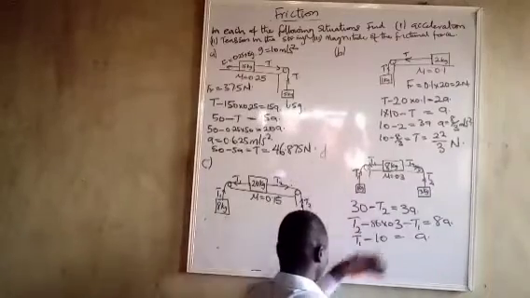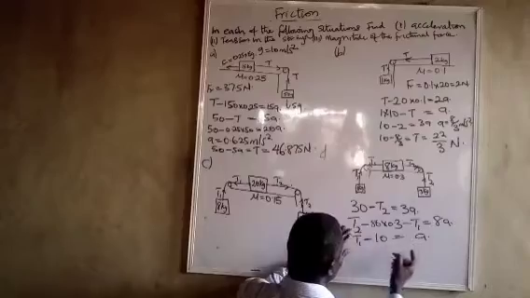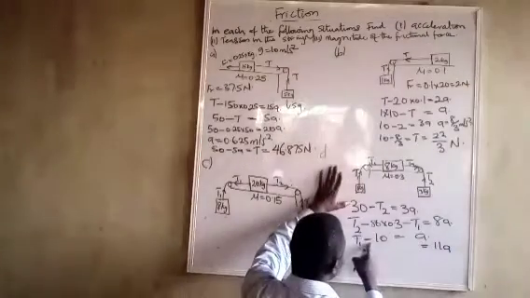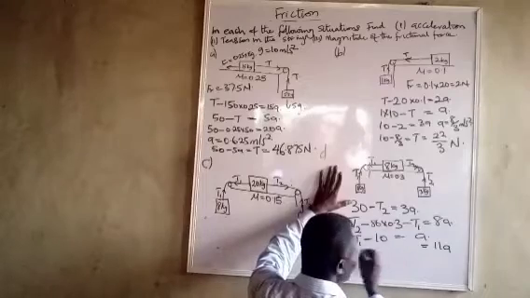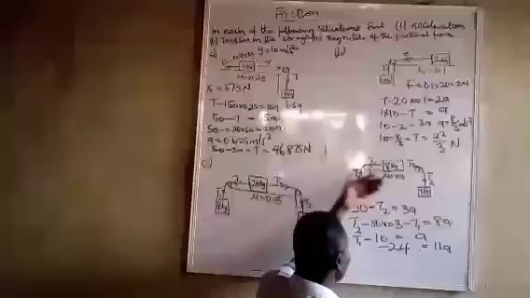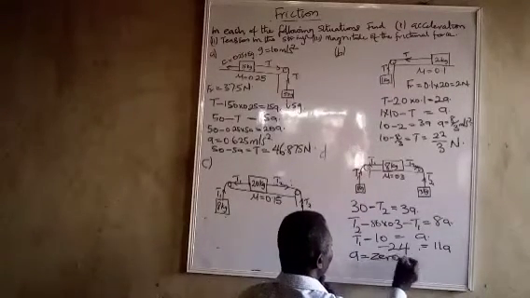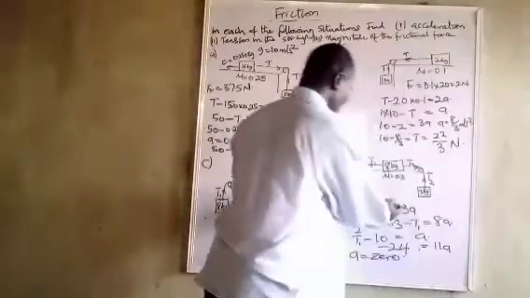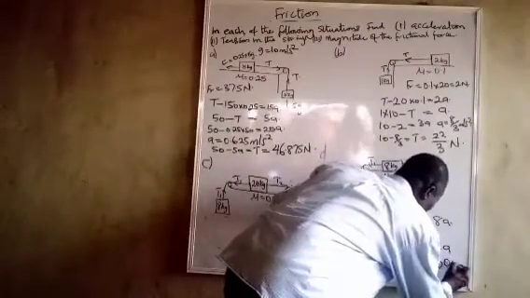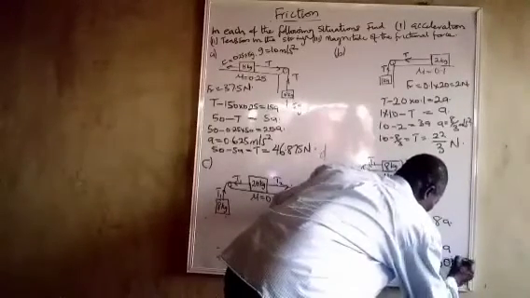Now let's find A by adding this one and this one, everything. So everything here is equal to 11A, 30, 20 minus 24. Which means that the force generated is not enough to pull this one and this one. So at the end of the day, A is equal to 0. There is no motion. This is 0. So T2 will be equal to 30 Newton.